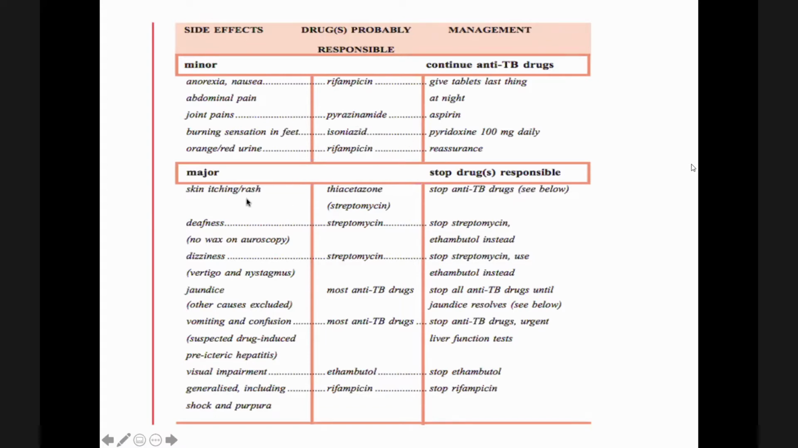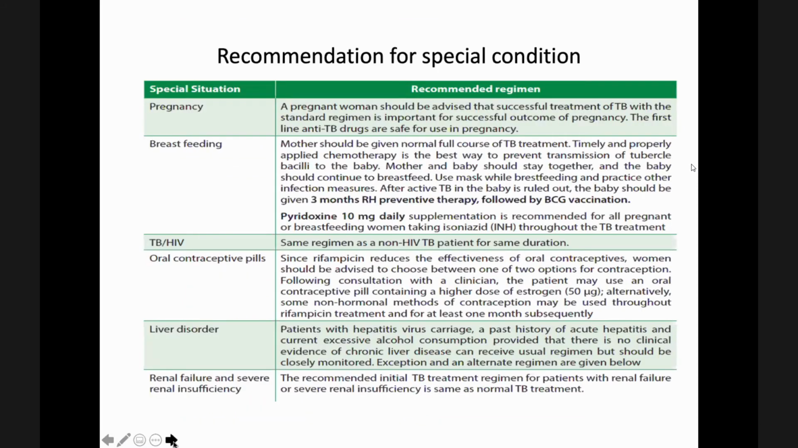If the patient has skin itching or rash, it is mainly because of streptomycin; stop anti-TB drugs. If the patient has hearing difficulty, then stop streptomycin, mainly in case of streptomycin toxicity. Dizziness is mainly a neurotoxicity in a patient taking streptomycin. Jaundice can occur with most anti-TB drugs except ethambutol and streptomycin. You can have visual impairment with ethambutol, and generalized reactions including rifampicin. These are all the things you have to consider.